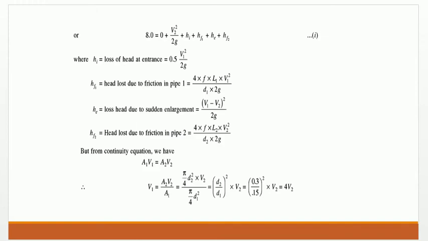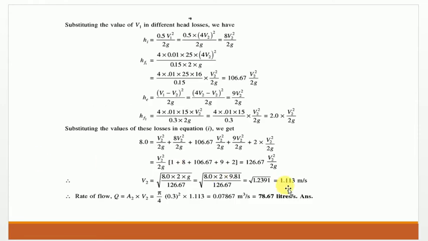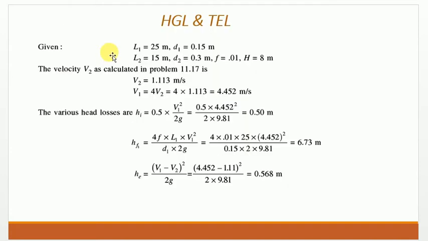To find the rate of flow we need to know the velocities, right? So v1 and v2 we have found. v2 will be equal to 1.13 meter per second, then v1 will be equal to 4 times v2, so nearly 4 point something. If v1 and v2 are known, we can substitute them to find the various head losses. First we need to find the various head losses.